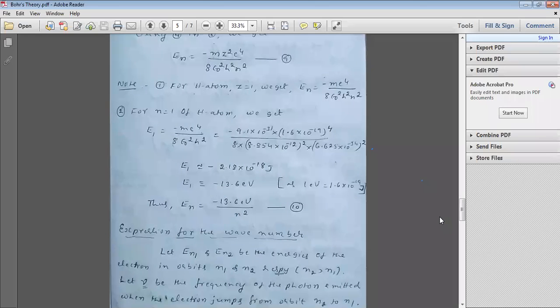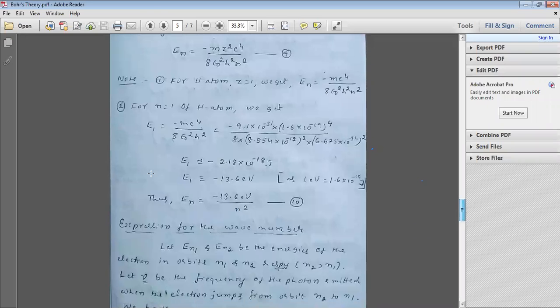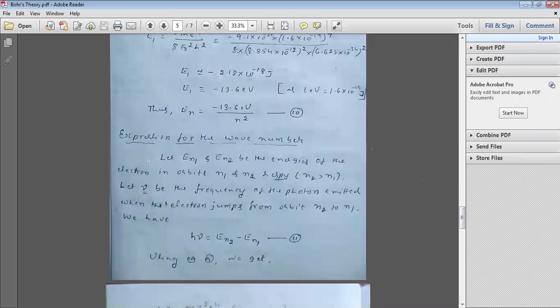Okay, so next, we shall try to find out one more simple expression, the expression for the wave number. Please remember, according to the third postulate, the last postulate of Bohr's theory, when an electron makes a transition from a higher energy orbit to a lower energy orbit, then the difference in energy is emitted in the form of a photon.